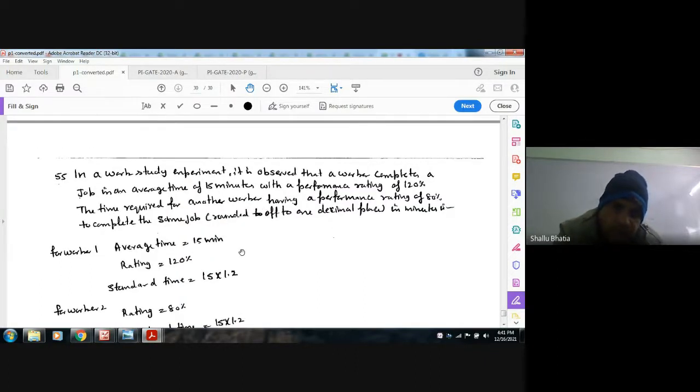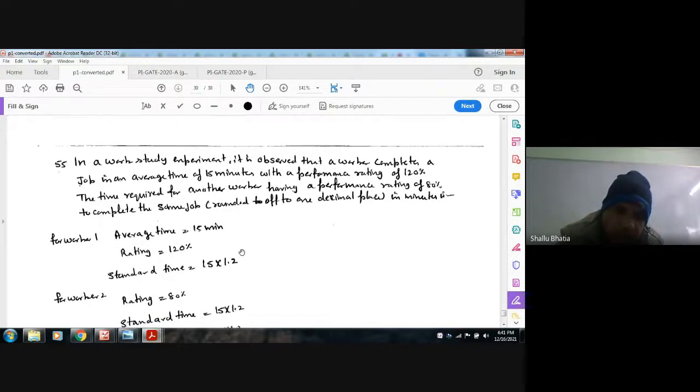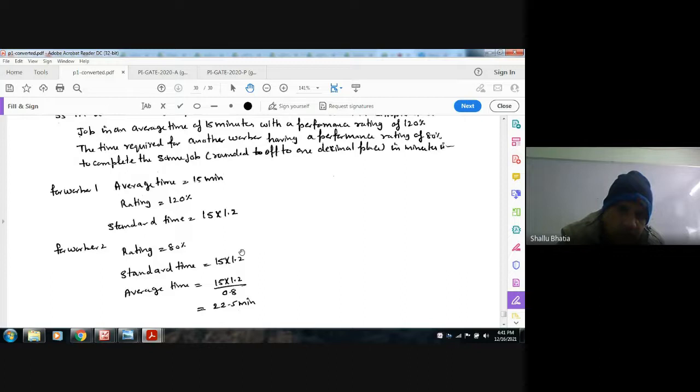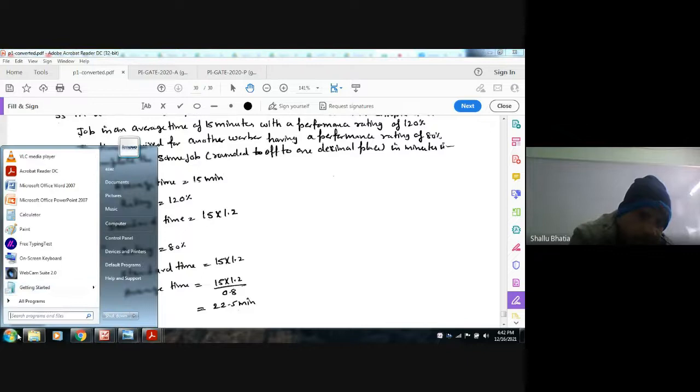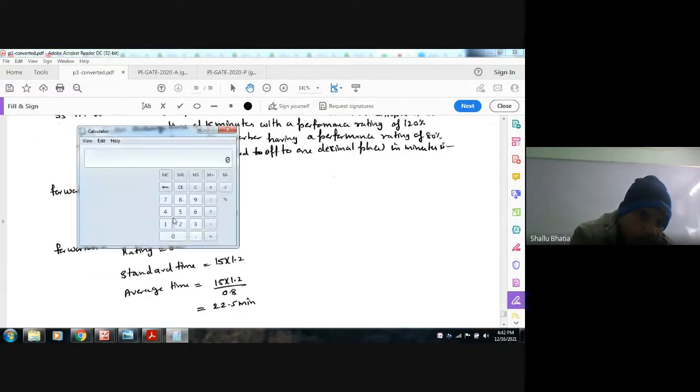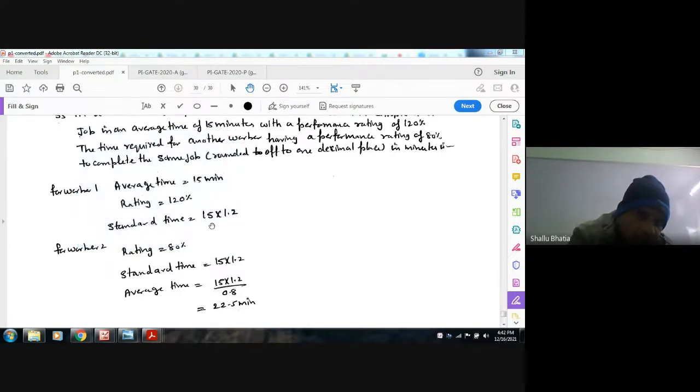The worker completes the job in 15 minutes with a performance rating of 120%. What is the time required for another worker with a performance rating of 80%? So now the standard time is 15 by 1.2, and it should be 15 by 1.2 into 0.8. So the time for the worker with a rating of 80% will be 22.5. So the answer here is 22.5.